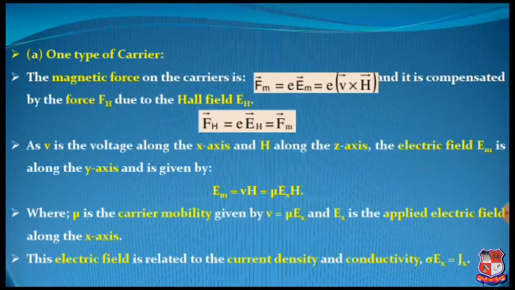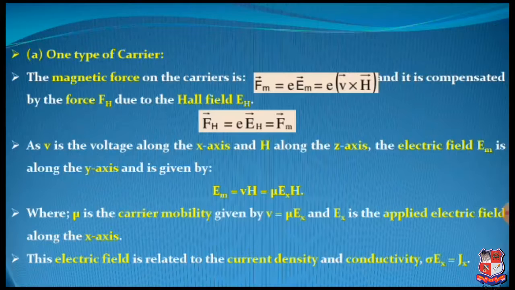The vector is further classified as V cross H. V is the drift velocity of electron and H is the value of the magnetic field, that is in Gauss. So finally the magnetic force is given by e V cross H, and it is compensated by the force Fh due to the Hall field EH, and hence Fh is equal to e EH vector, that is equal to Fm vector.